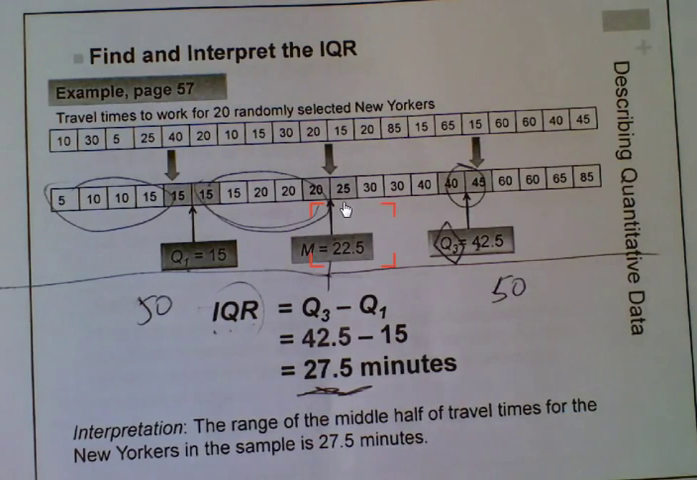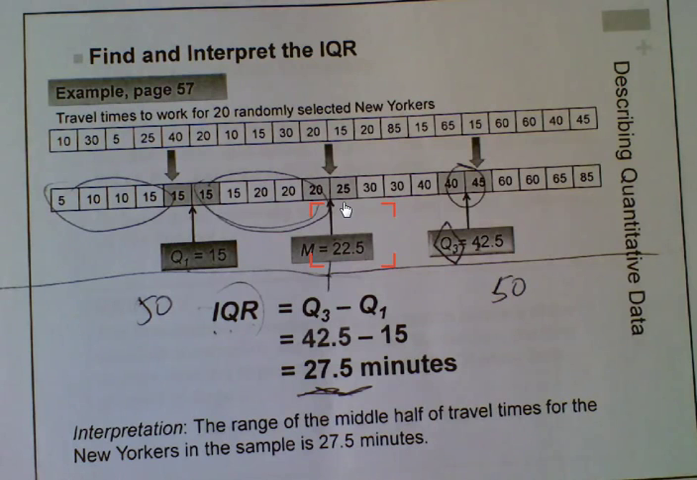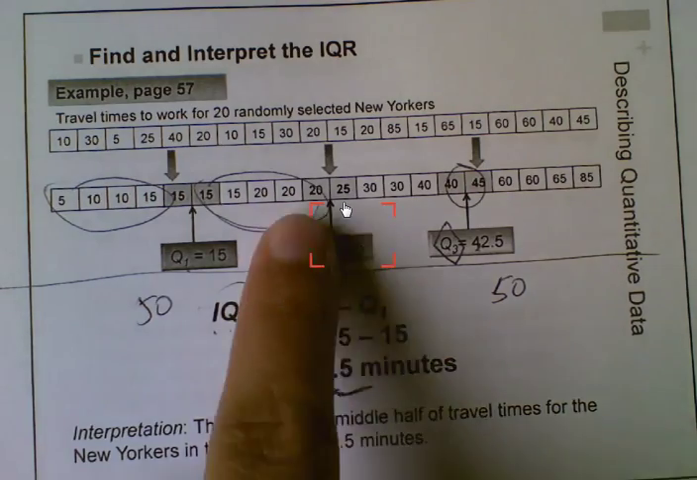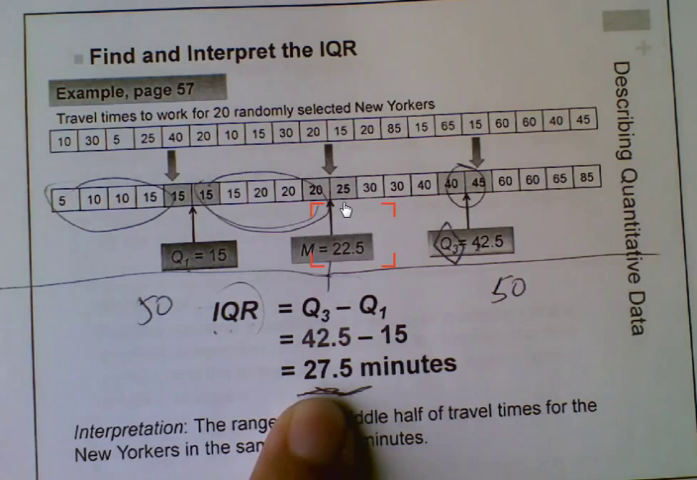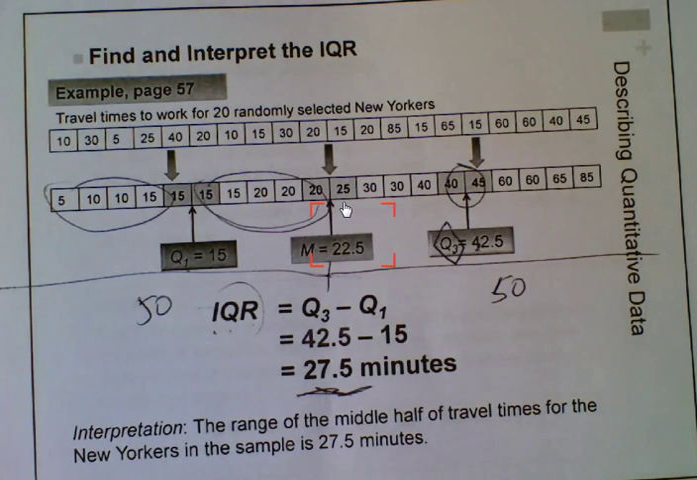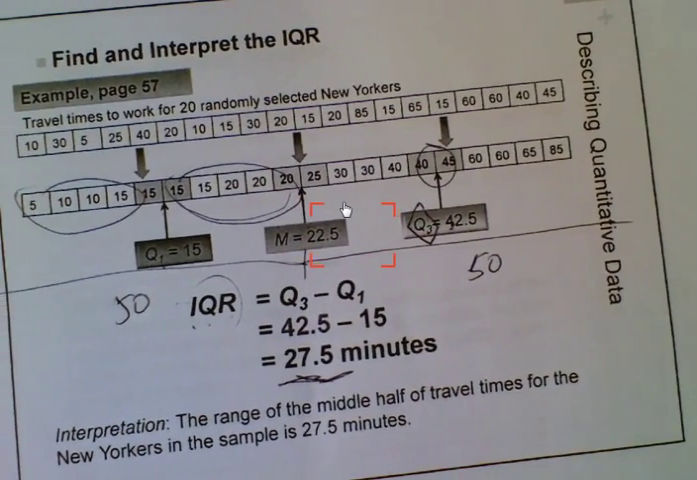So you see how if you were to ask a New Yorker, how long does it take you to commute, the answer is going to vary by almost half an hour. You know, they could tell you anywhere from 5 minutes to 35 minutes. So that's the kind of information the interquartile range gives you.